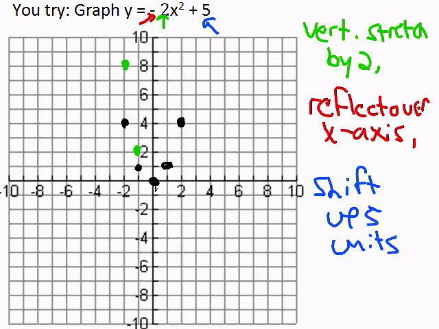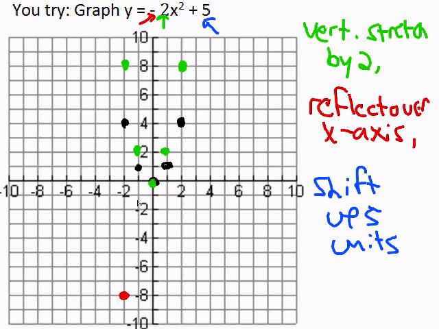0 times 2 is 0. 1 times 2 is 2. And 4 times 2 is 8. So in the green, we've got our vertically stretched points. If that was the only transformation we had, we'd be done. But our next step says reflect over the x-axis. That pretty much just means you make all of the positive y values negative. So instead of being positive 8 right here, it's going to go down here and become negative 8.